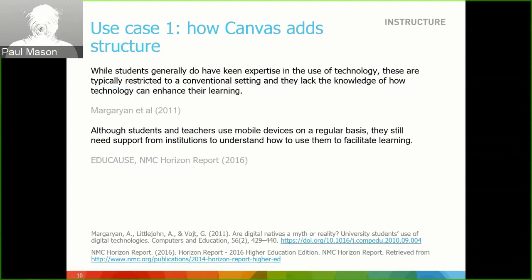So various reports, but 2011, this one basically says that technology is out there and generally people know how to use technology and they know how to use it well, but they don't know how to use it to learn. So their use of technology is restricted to the conventional social setting, and they lack the knowledge of how it can enhance their learning. And the second point just backs it up, really, just showing that although technology is out there, people still need that structure. They still need that help, that mentoring, in order to learn.